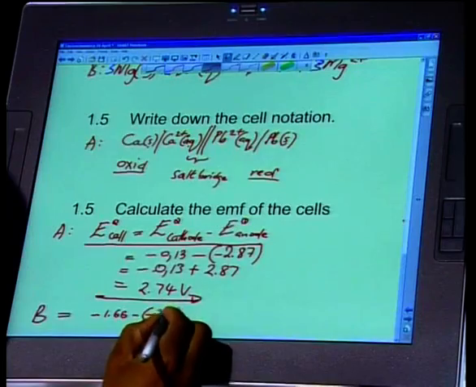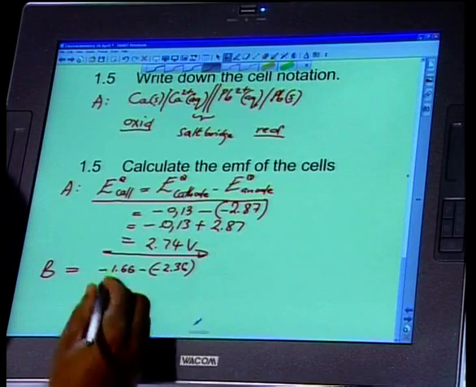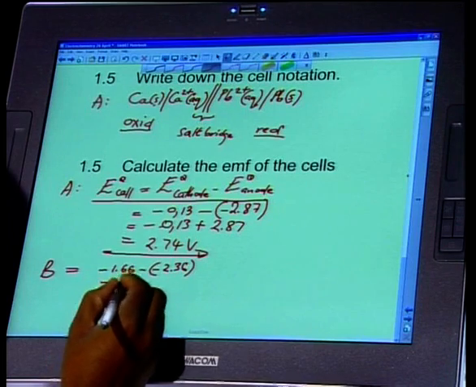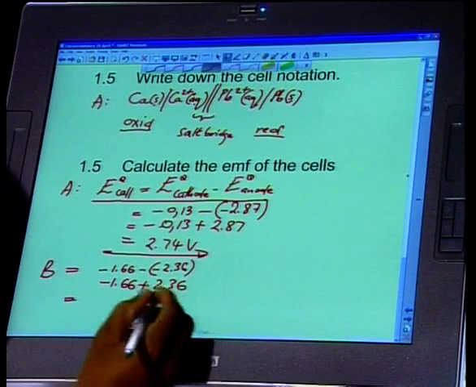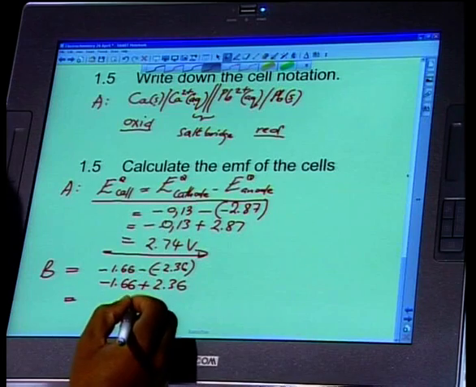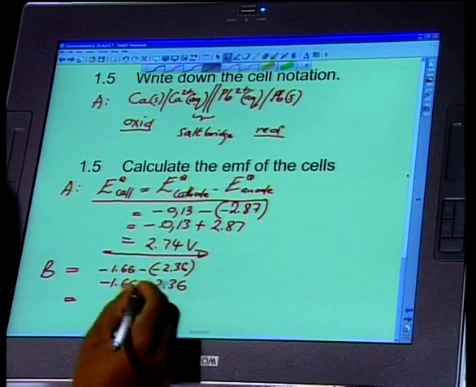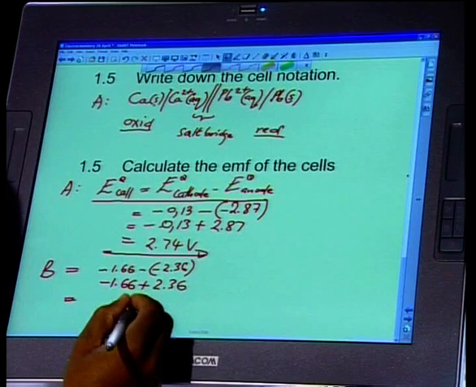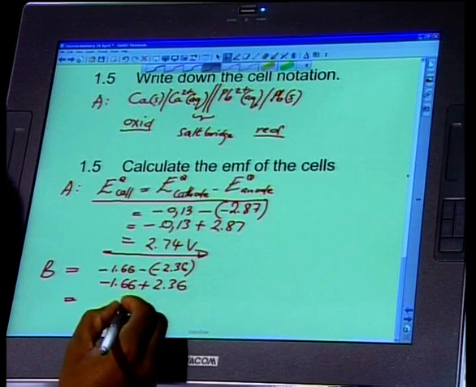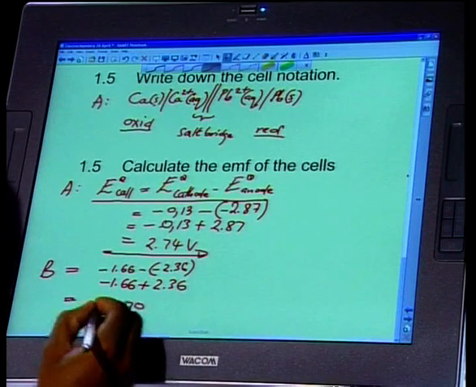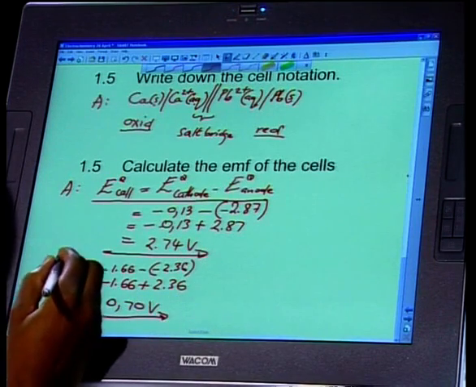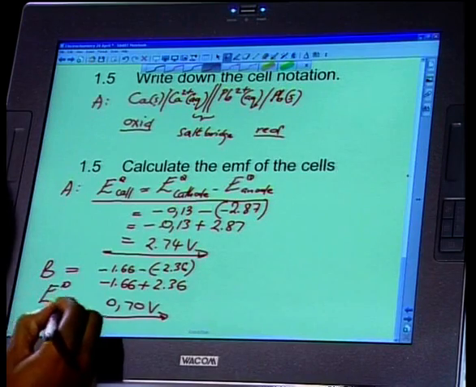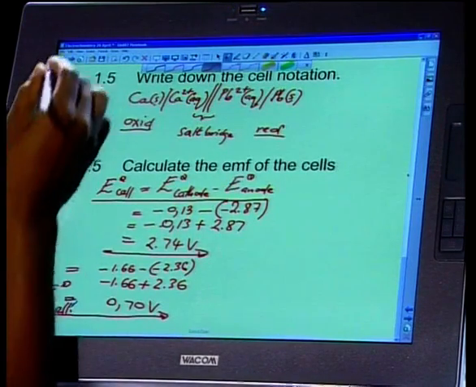Okay, 2.36. This is going to give us minus 1.66 plus 2.36, and the answer here is 6 minus 6, 0. 3 minus 6, no, then 13 minus 6, it's 7. 1 minus 1 is 0, so 0.70 volts. This will be the E cell of B, right? So that's how you work out your EMF of the cell.